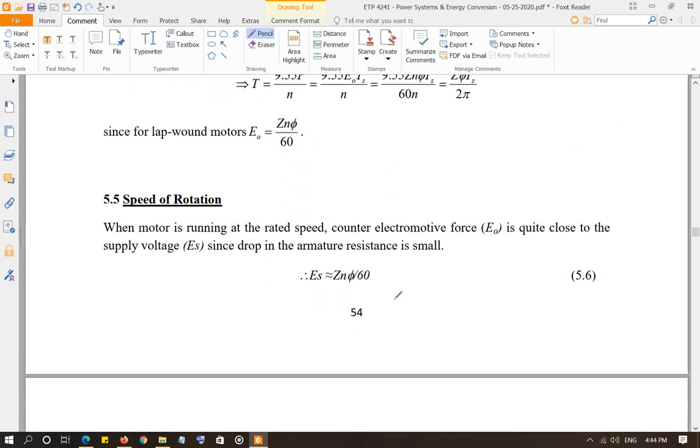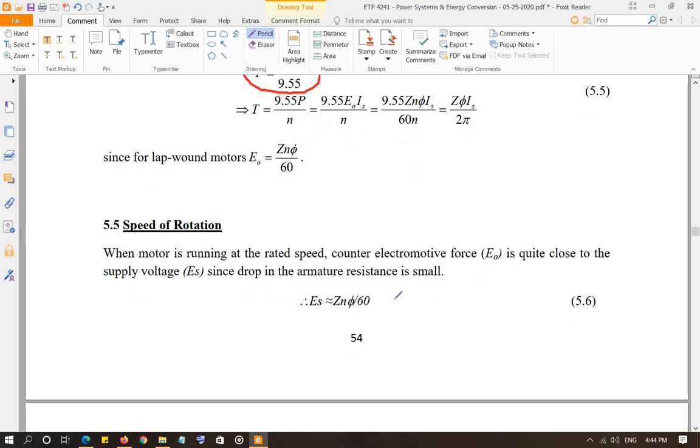Let's also look at the speed of rotation. So when the motor is running at the rated speed, and generally if you don't have any load connected, so this is pretty much at no load, then your ES and E naught are very close to each other, as we discussed earlier. There is a very small voltage drop in the armature resistance. So as long as there is a very small voltage drop in the armature resistor, we can assume that ES and E naught are pretty close to each other. So we can write down E naught is equal to ZN phi over 60, or ES is approximately equal to ZN phi over 60.